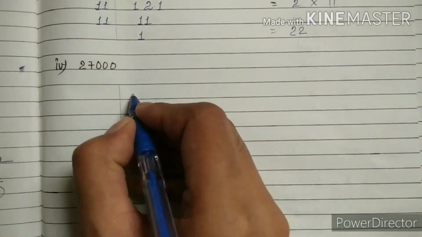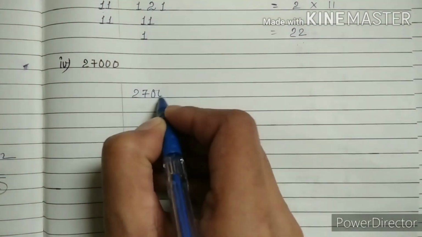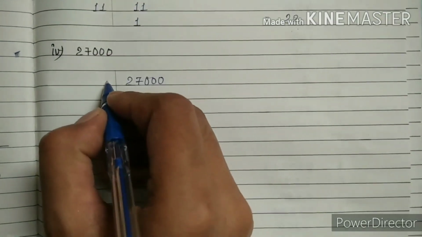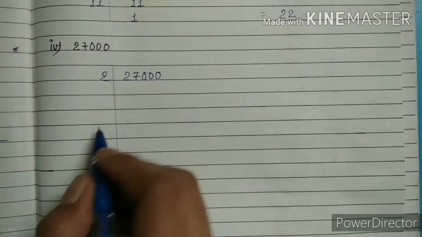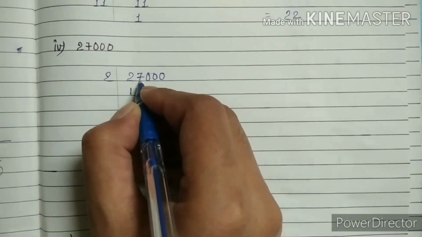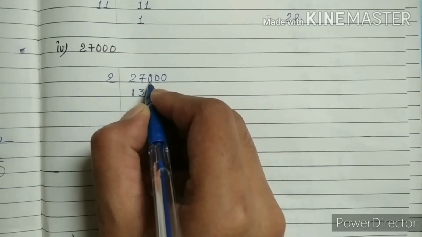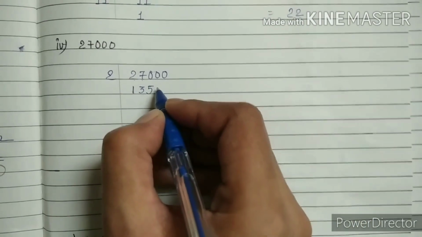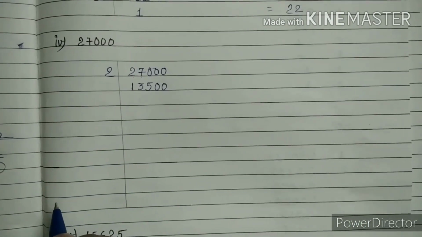Fourth is 27,000. Firstly, we will take the prime factors. It will go with the table of 2. 2 will come one time, 7 will come 3 times, remaining 1 will go near to 0 and it will become 10. 10 is coming 5 times, and 00 as it is.